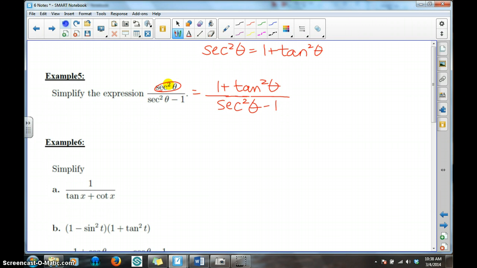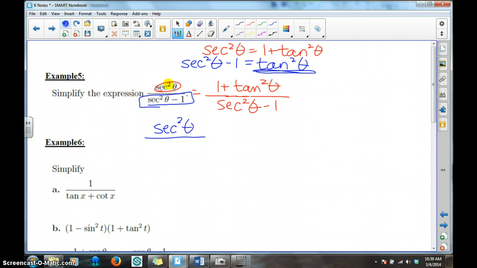My second option is using that same trig function. If I subtract 1 from both sides, I have a tan that is squared. And I can replace this thing with a tan squared. Do you see it? So my second option would be leave the secant squared on top and make the bottom be a tan squared.